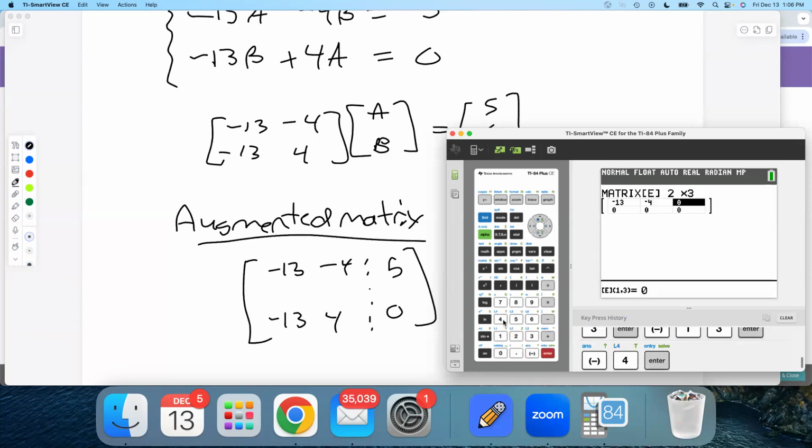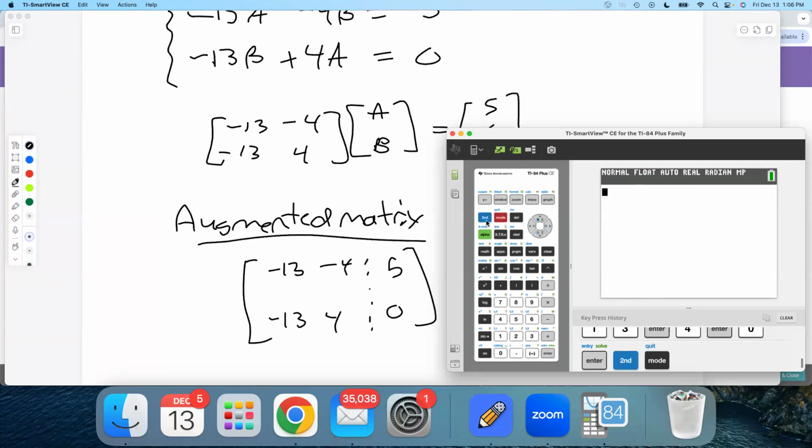-4, 5, -13, +4, 0. Now, I have a habit of messing up my matrix when I'm in here. Get out of this menu. Quit. Get out of there.